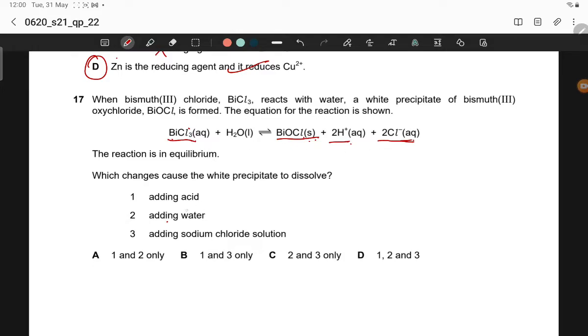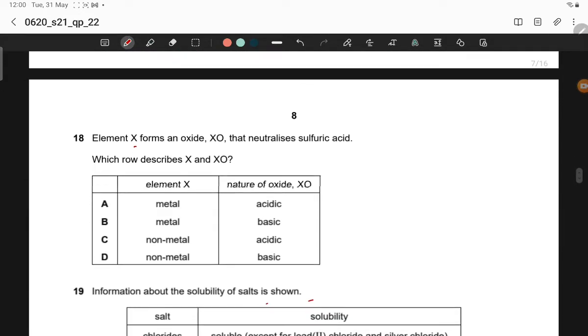Adding acid, yes, it also has effect. Adding water, no effect, because reaction equilibrium will move forward, and over here bismuth oxychloride is in solid state. Adding sodium chloride solution, yes, this is also correct, because chloride ion is there. When we increase chloride ion, it moves backward. So 1 and 3 is correct. The option is B.